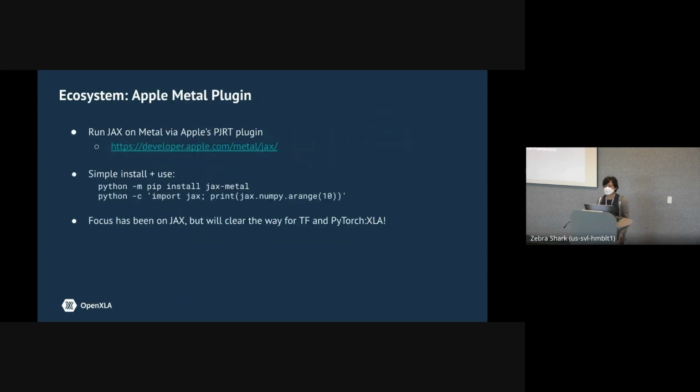We're also excited to talk about the collaboration with Apple. Apple has released a PJRT plugin to support running JAX on Metal. As you can see on this slide, thanks to the PJRT plugin interface, adding Metal support to JAX is just as simple as a pip install. Apple Metal plugin's focus has been on JAX, but this will clear the way for TensorFlow and PyTorch XLA.